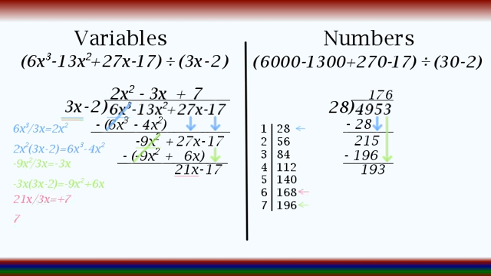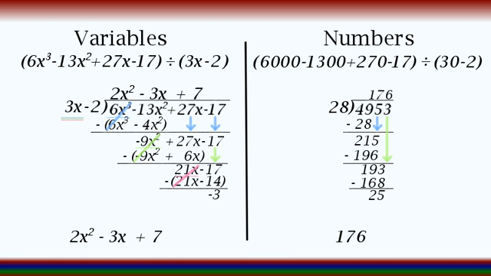Multiply 7 by 3x minus 2 to get 21x minus 14. Subtract 21x minus 14 from the running total to get minus 3. Wait, there's nothing to carry through. That means we're done. Now our quotient, our big answer, is going to be 2x squared minus 3x plus 7. And we have a remainder of minus 3. But what do we do with that?